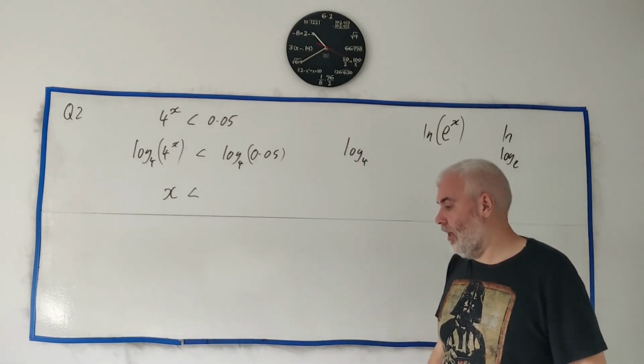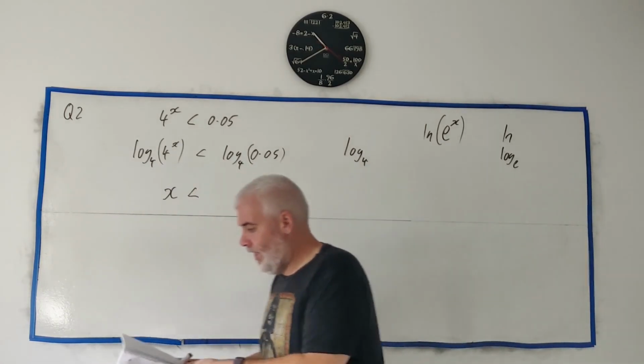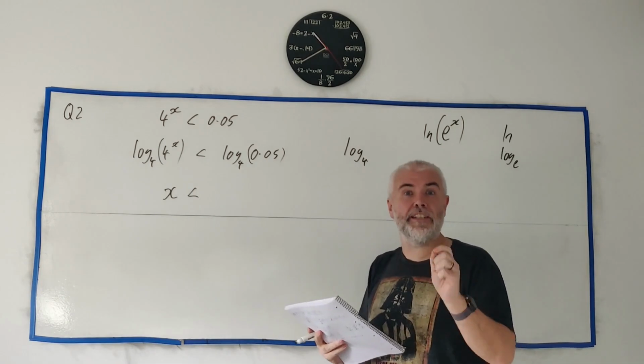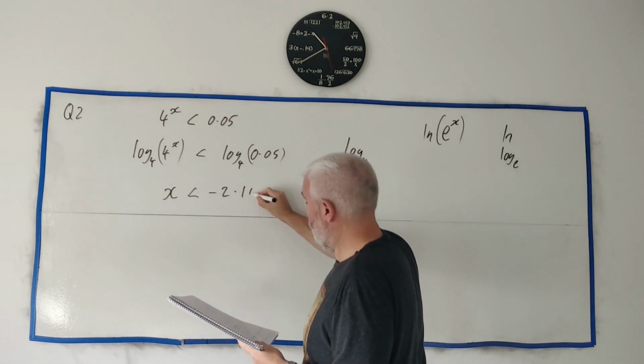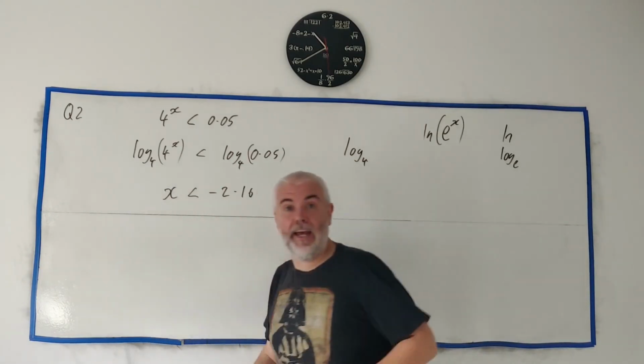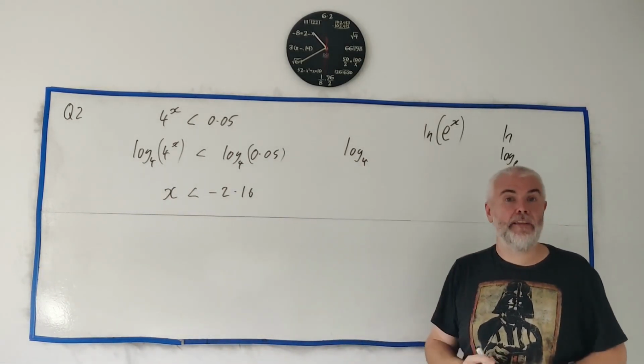You can put this in on your calculator. If you go ahead and do that and get to three significant figures, not 3 decimal places, this comes out as minus 2.16, and that's the answer for part A.